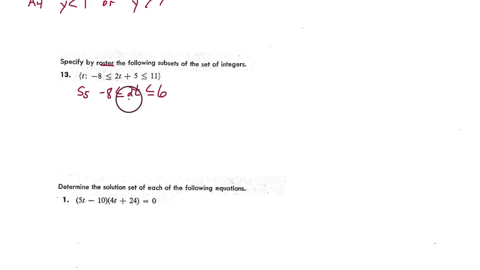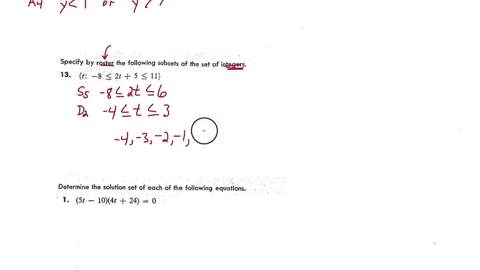Now what do you do to get t alone? How do you get rid of the 2? Divide by 2. So negative 4 is less than or equal to t is less than or equal to 3. We're told to specify by roster, to actually list numbers, and the numbers we're listing are integers. So what are the integers that fit within this range? -4 works, -3, -2, -1, 0, 1, 2, and 3. I'm going to stop at 3. Here is our list of answers.